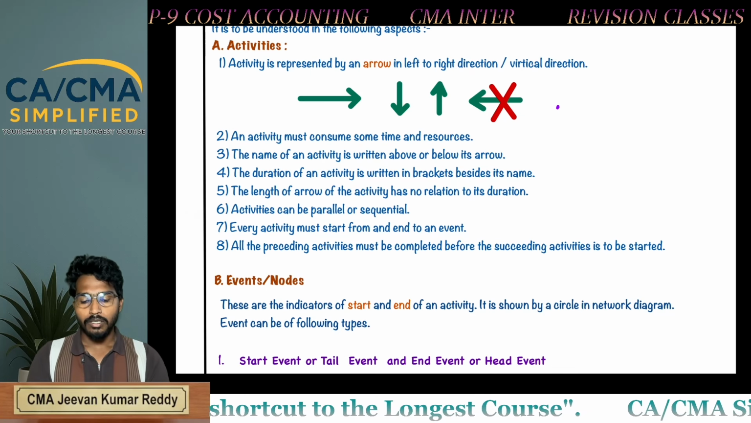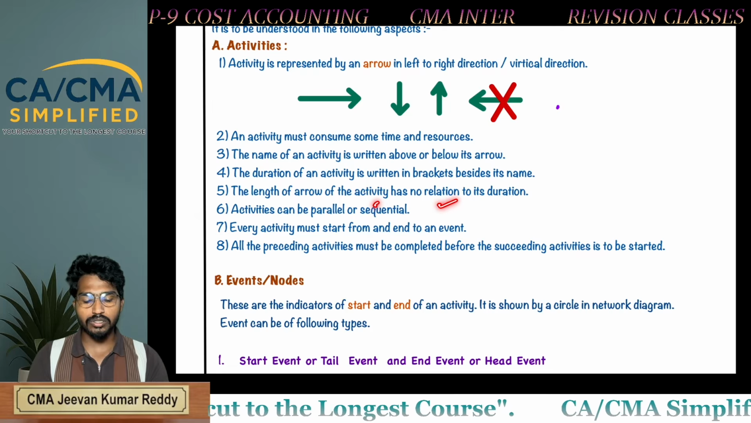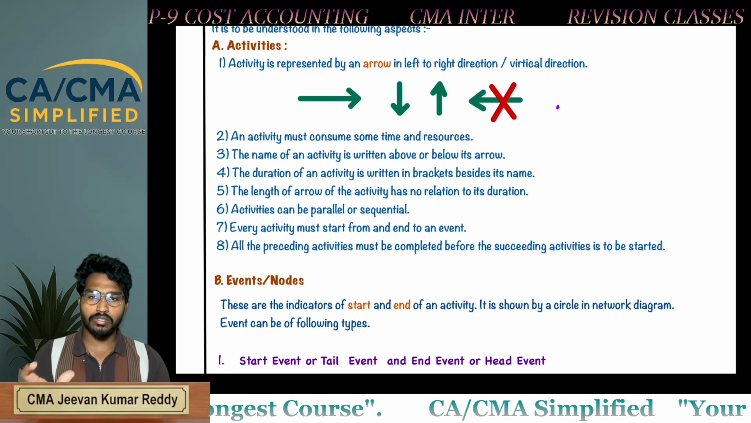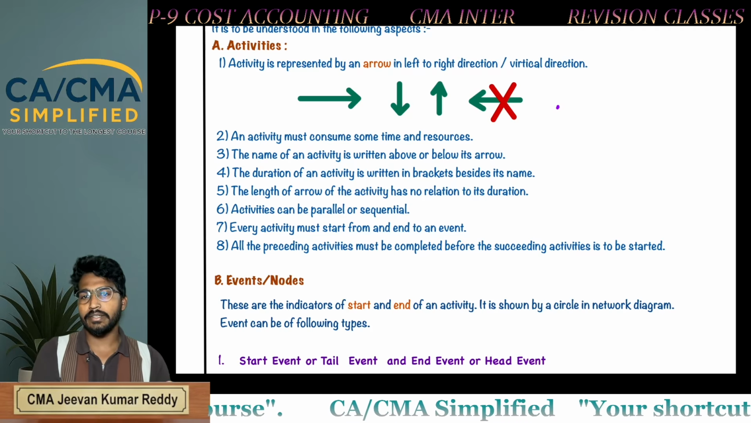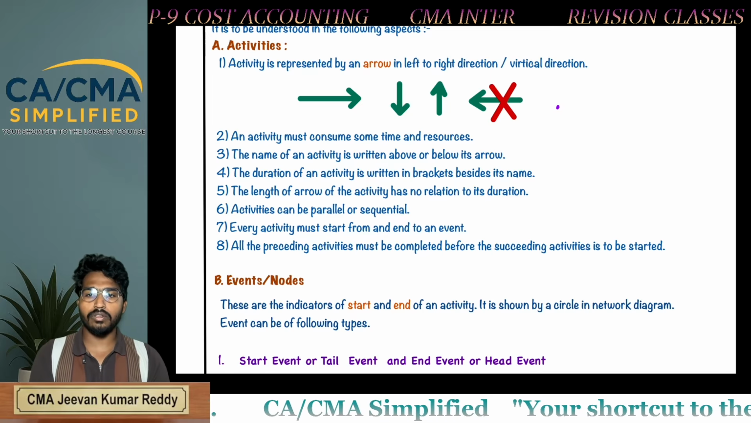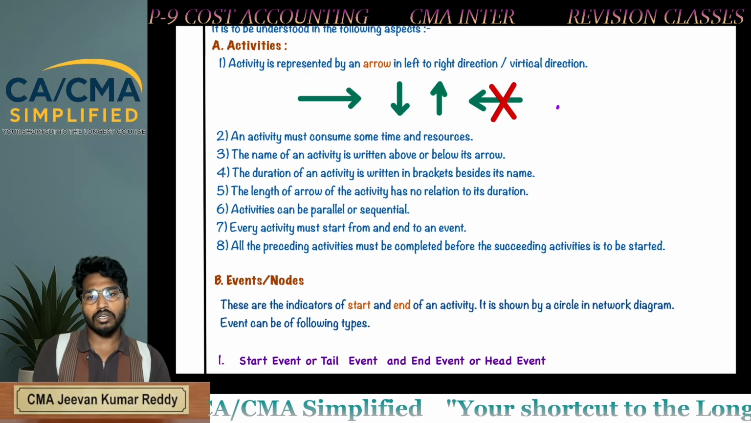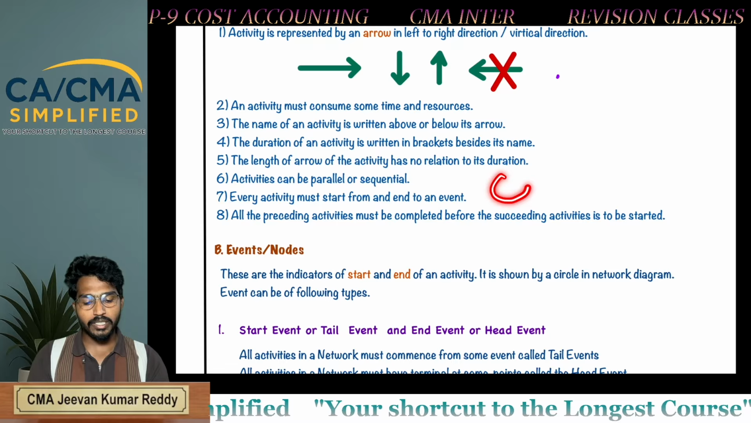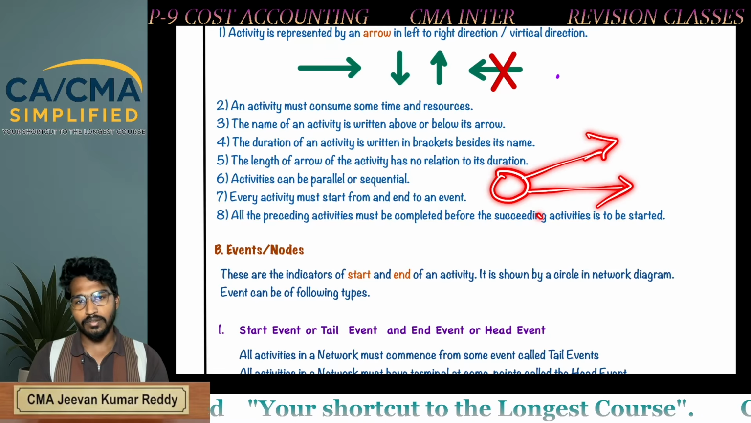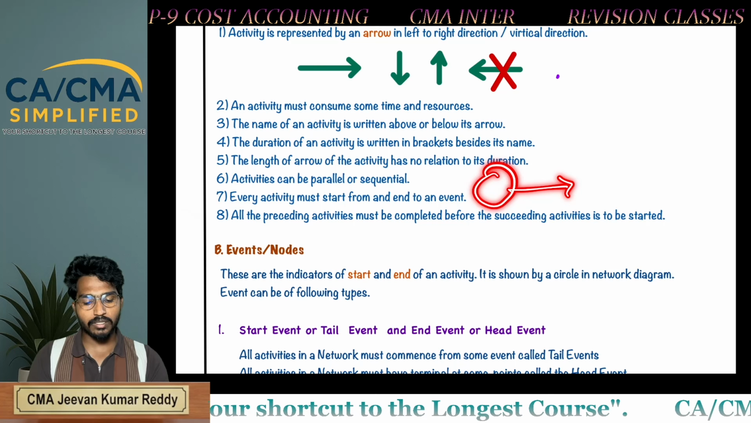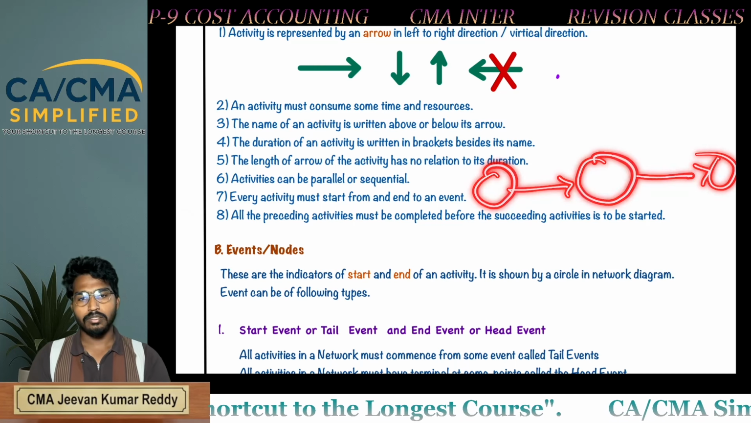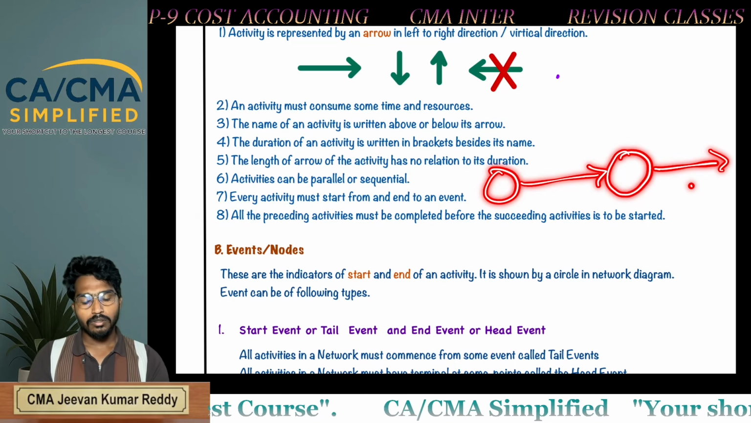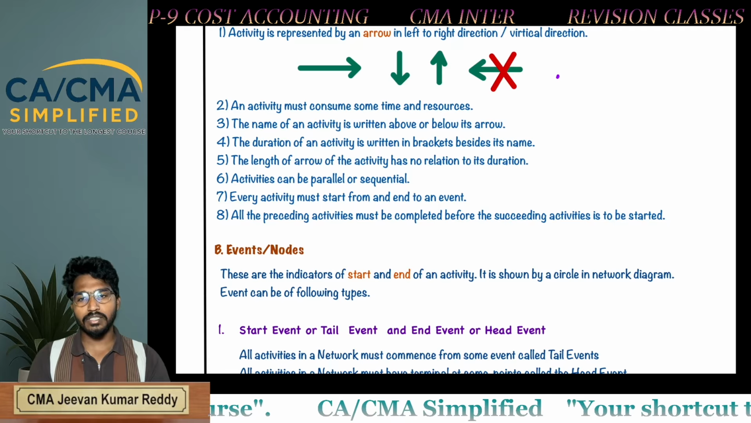Next, the length of the arrow of an activity has no relation to its duration. It is not needed that for short duration you draw a short line and for long duration a long line. You can draw a short arrow for a long duration, and a long arrow for a short duration. Activities can be parallel and sequential. That means an activity can commence from a single event, or an activity can commence after completion of one activity. If an activity commences after completion of a preceding activity, it is known as a sequential activity.